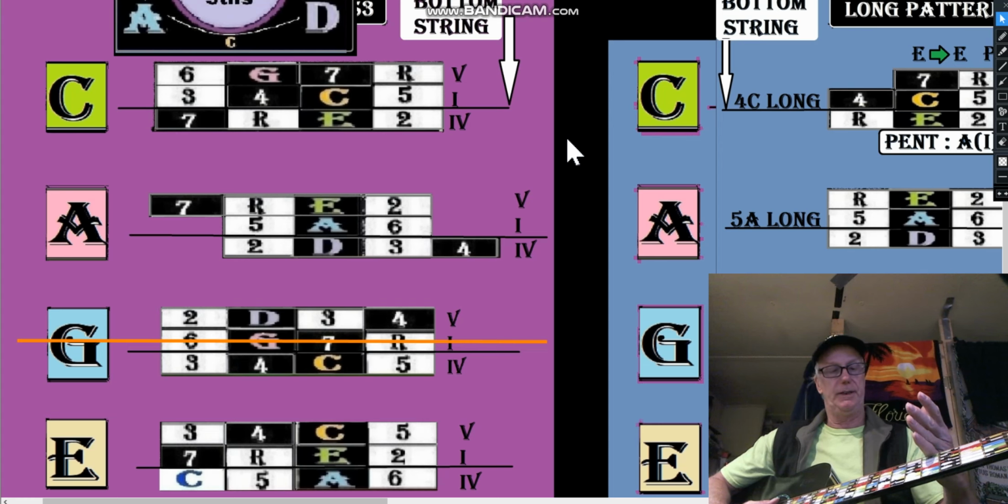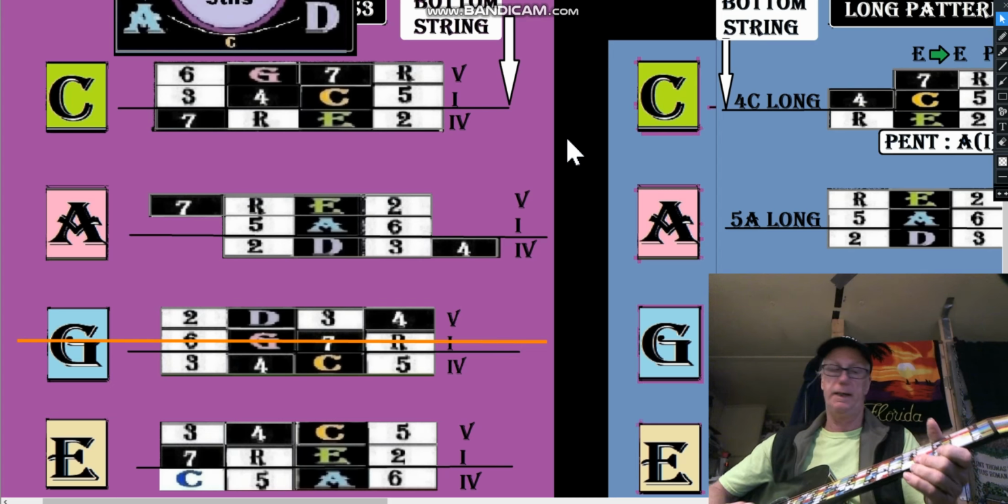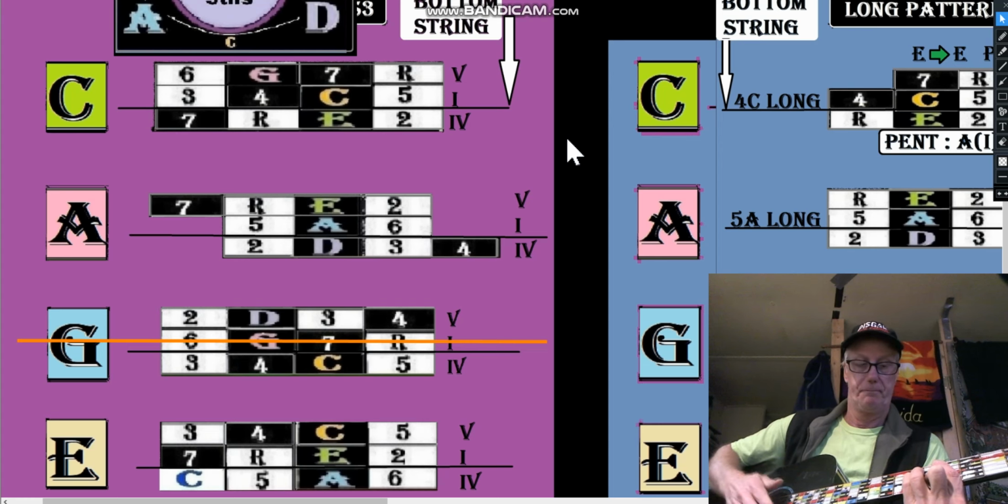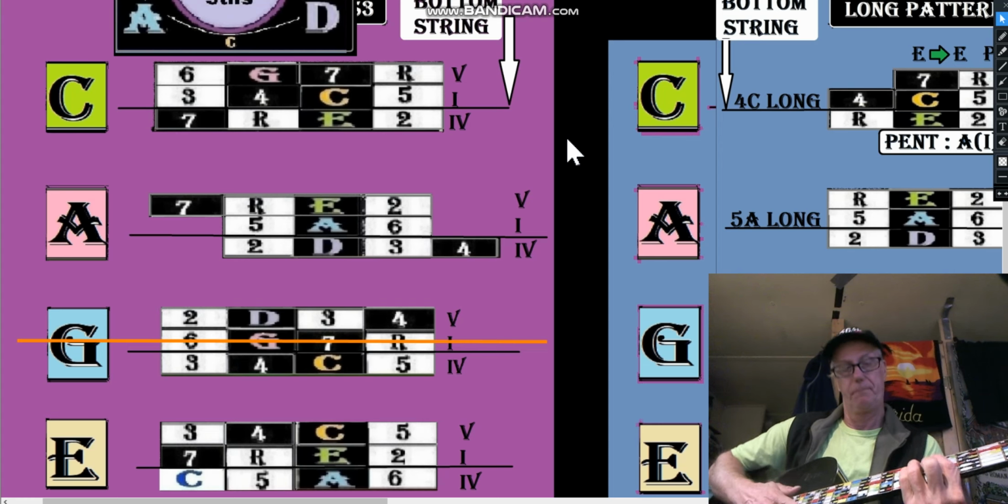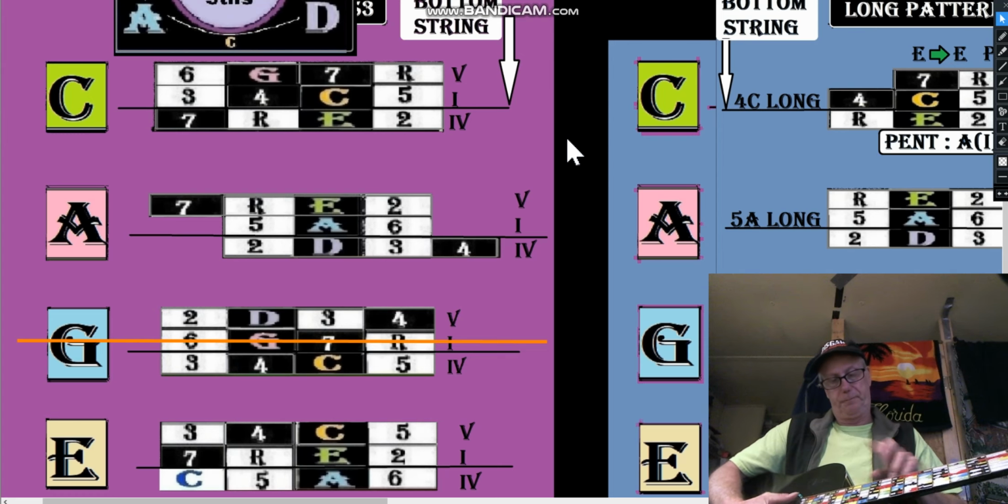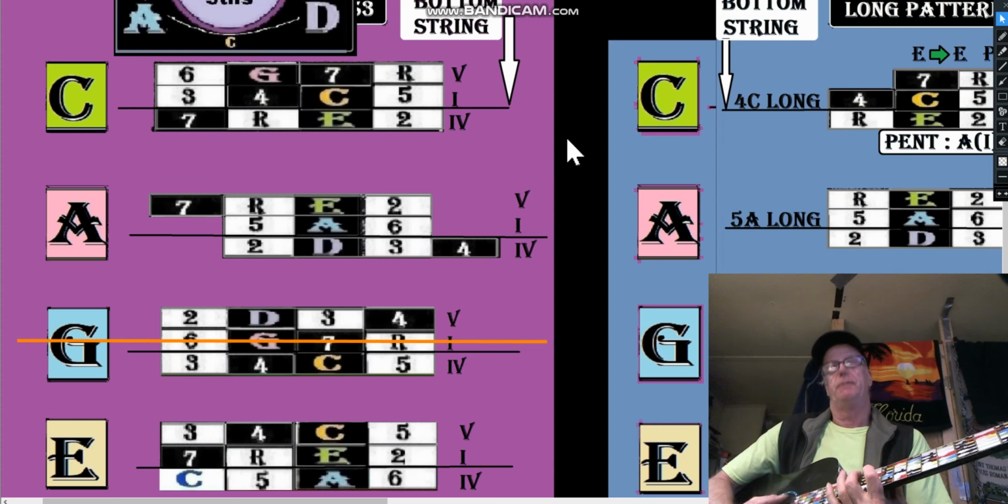So here's the E. This is your E. Okay. This is your E, real deal E. My A is here. My C is here. So the G shape is just 6/7 root.